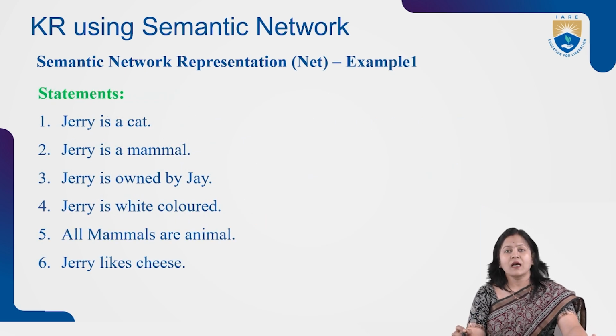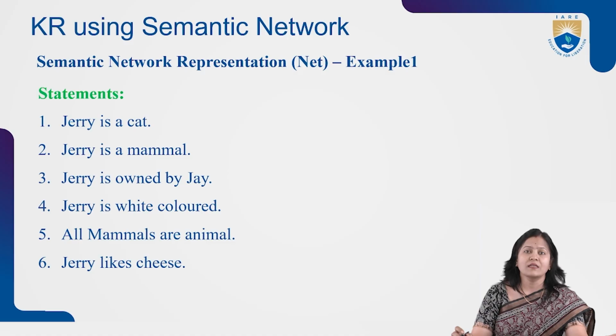Now we will see with the help of an example how to represent a semantic network. This is the first example. Let us see, there are a total of 6 statements. First statement is Jerry is a cat. Jerry is a mammal. Jerry is owned by J. Jerry is white colored. All mammals are animals. Jerry likes cheese. How to represent this?